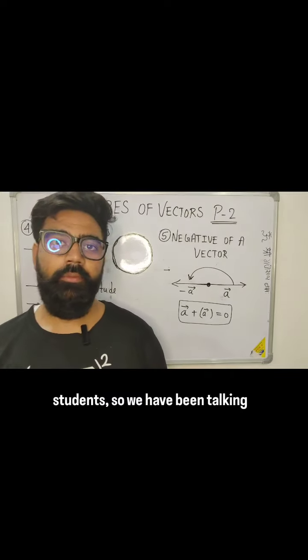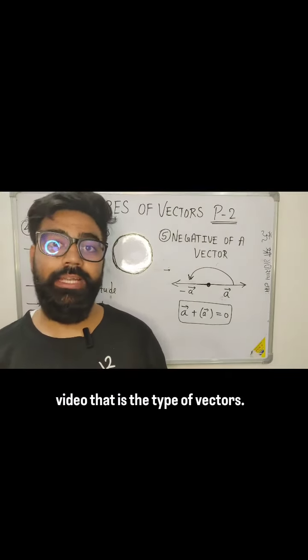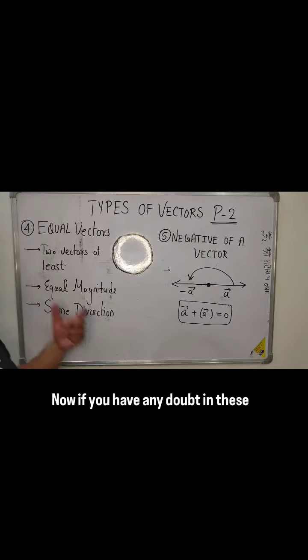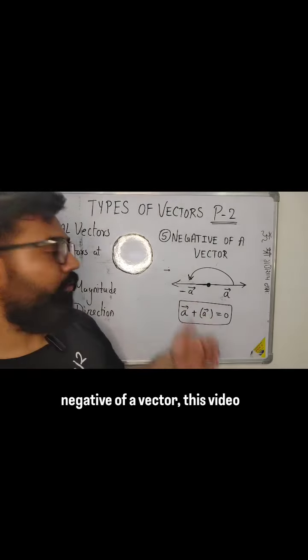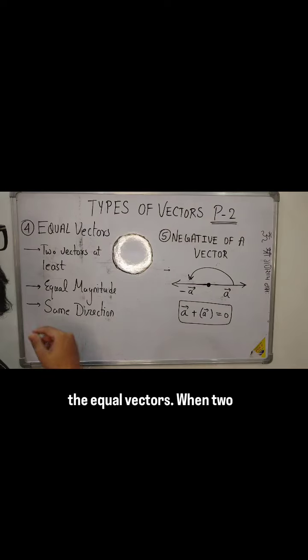Hello students, so we have been talking about vectors in the previous video, that is the types of vectors. Now if you have any doubt in these two types, that is equal vector and negative of a vector, this video is for you. So let's start with the equal vectors.